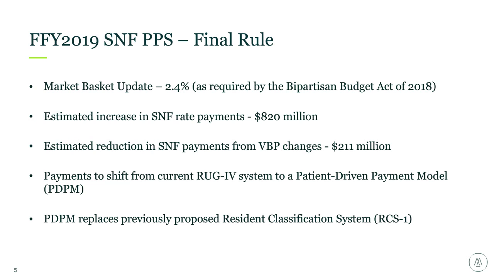So for the final rule update in a broad sense for fiscal year 19, we had a 2.4% market basket update to our base payments. This was actually a percentage that was required by the Bipartisan Budget Act this year. Overall, SNF payments are going to increase about $820 million on a gross basis, but they will be netted down for the reductions for the value-based purchasing and other quality programs that CMS has put into place.